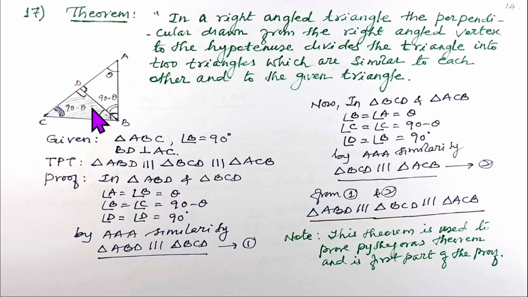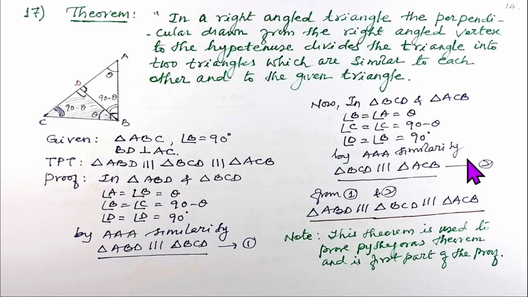Now let us consider triangle BCD. Let me take triangle BCD and triangle ACB. BCD and ACB. Let us compare the angles. Now if you see, angle B is theta here, angle A is theta, therefore angle B and angle A are equal, and that is theta. Angle C is 90 minus theta, and also angle C is 90 minus theta. We have got angle C 90 minus theta for angle BCD and also for angle ABC. Now angle D is 90 degrees and angle B is 90 degrees, that is what I have shown here. So by AAA similarity, triangle BCD is similar to triangle ABC.